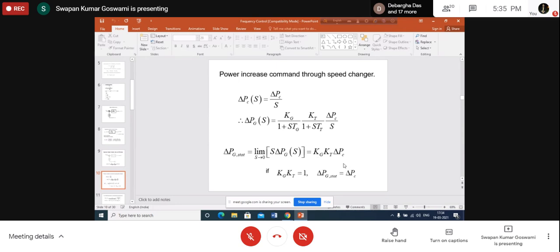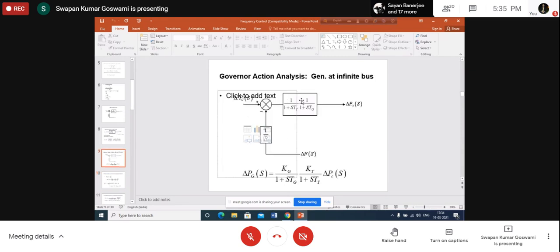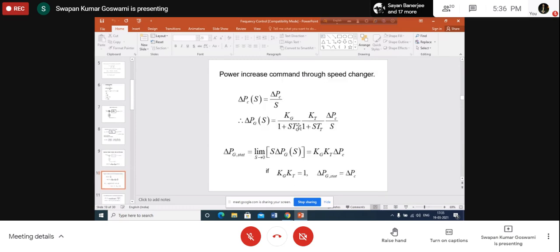Okay, that means obviously you have given a power increase command of 20 megawatt. So you should expect that the change in the power output will also be 20 megawatt. So in that case, what should be the value of Kg Kt? This product should be set. That means you have to adjust this value such that the product Kg Kt becomes equal to 1. That's why we have written it in this way. So the product Kg Kt will be equal to 1, such that delta PG stat becomes equal to delta PC.